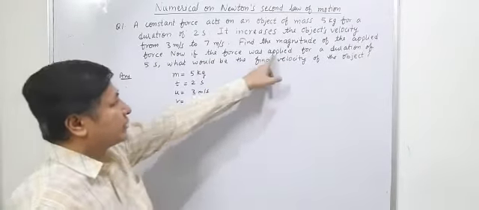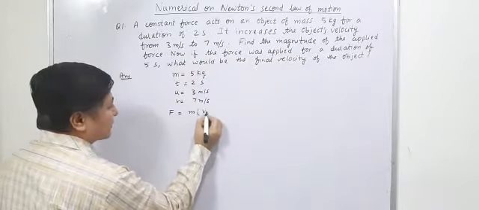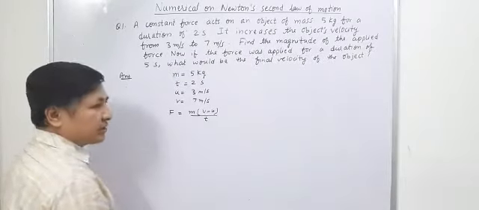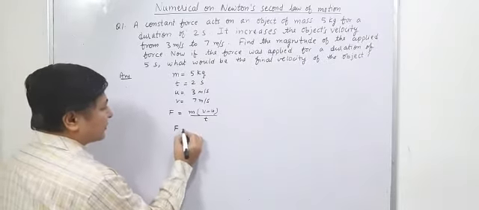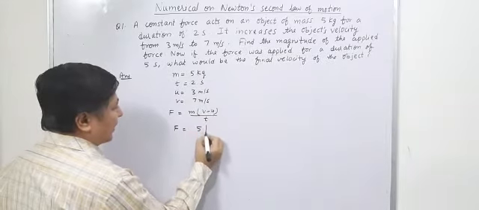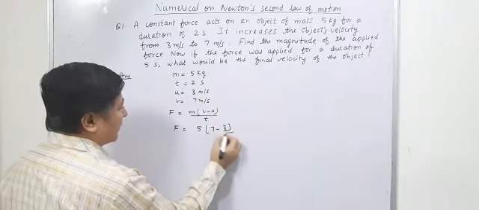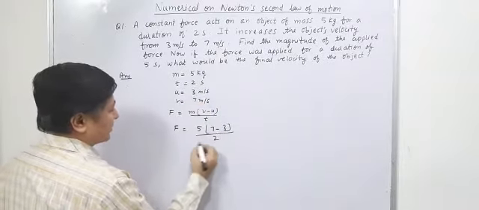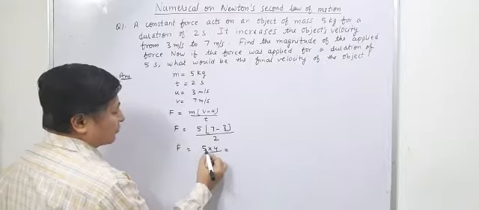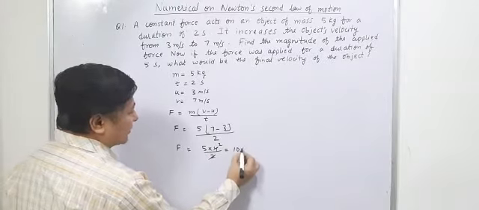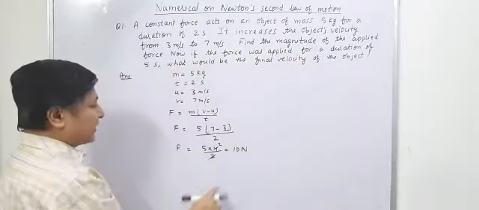Now we have to find the magnitude of the applied force. We can use the formula F = m(v - u)/t. We can use F = ma also, but we can use this one. So F = m, mass is 5 kg, final velocity is 7 meters per second, initial velocity is 3 meters per second, and time is 2 seconds. Let us solve this. It becomes 5 into 4 upon 2, we cancel this, and the force is 10 Newton.